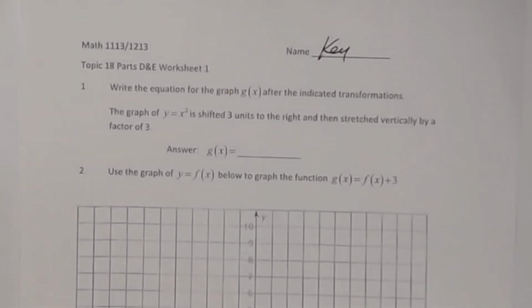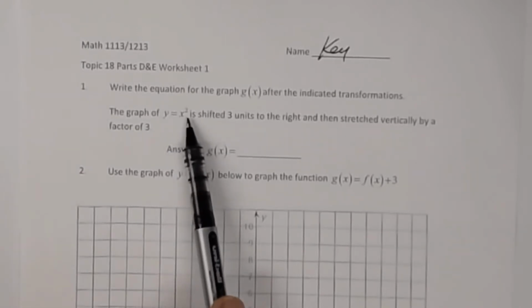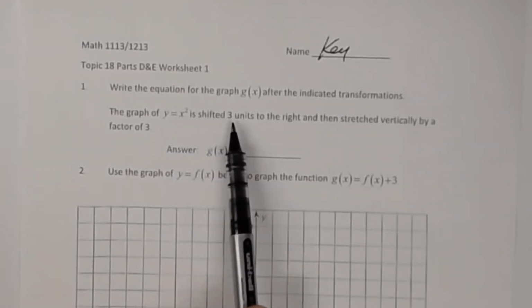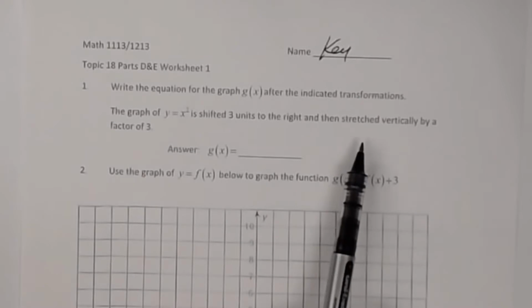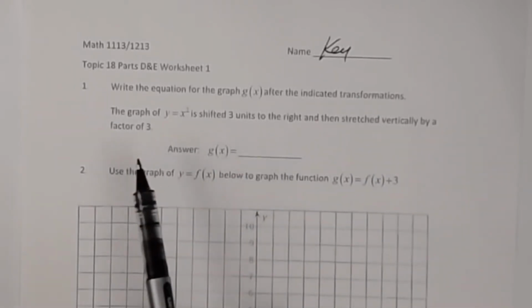This is a key to the worksheet on topic 18 and its parts D and E. In number one, you want to write the equation for the graph g of x after the indicated transformations. So you're taking your parent function, which is x squared, and you're going to shift it 3 units to the right and then stretch vertically by a factor of 3. And then you want to indicate what that function would be.